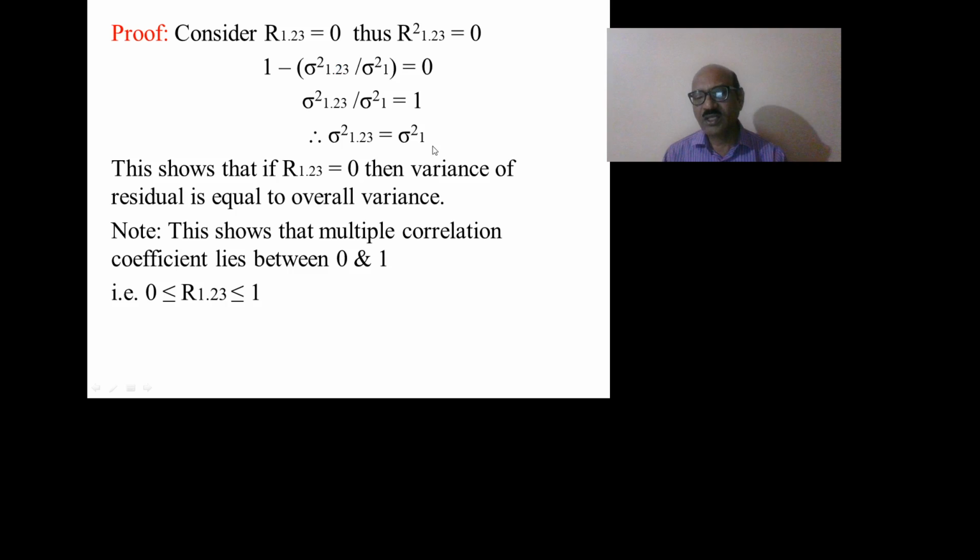This is your variance of residual and this is your total variance, the overall variance. So they are equal if R1.23 equal to 0. So what does it show? This shows that if R1.23 is equal to 0, then the variance of residual is equal to the overall variance. Now from all these three properties, we can say that the multiple correlation coefficient lies between 0 and 1. That is the range of the multiple correlation coefficient.